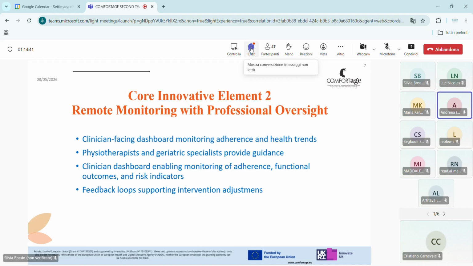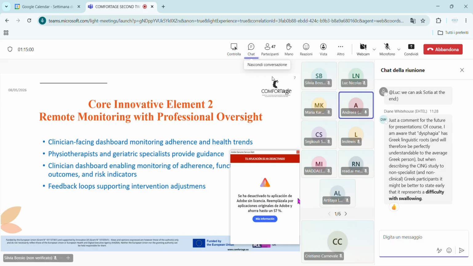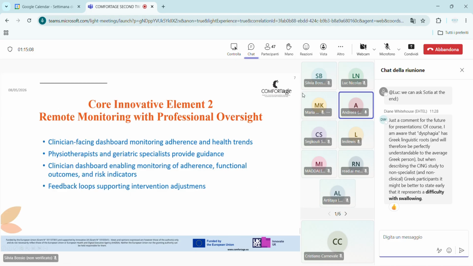The second core innovation is remote monitoring with professional oversight. Physiotherapists and geriatric specialists will stay actively involved through a clinician-facing dashboard, which would help them track adherence, functional outcomes, and risk indicators in real time. This is not passive data collection. Feedback loops feed directly back into the intervention, which will then allow us to make adjustments as participants progress. Next slide, please.